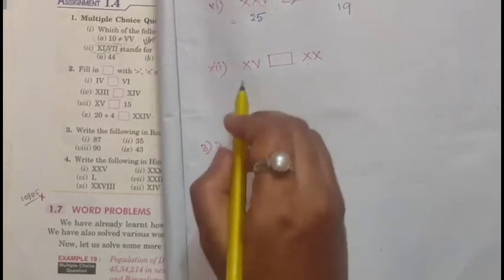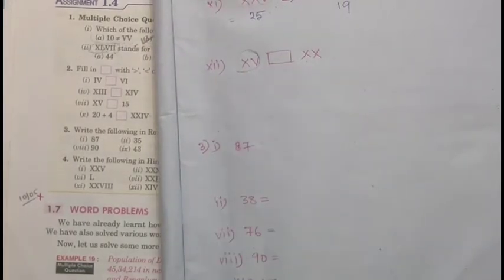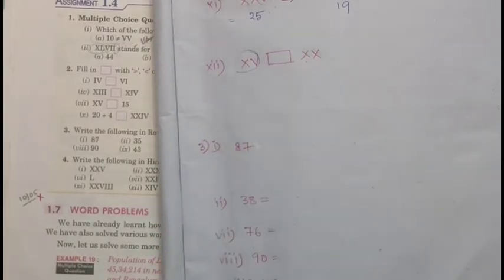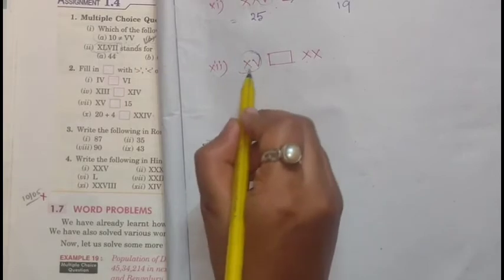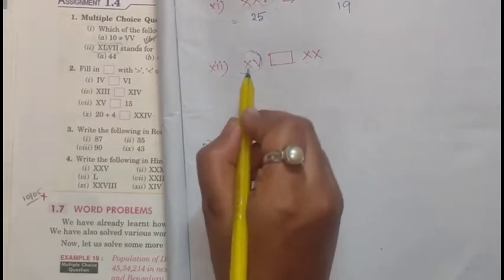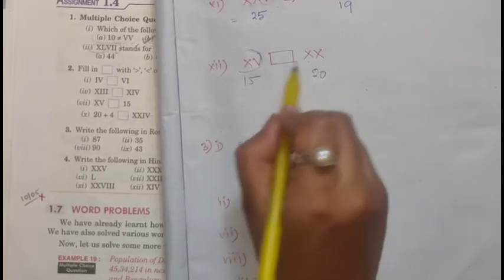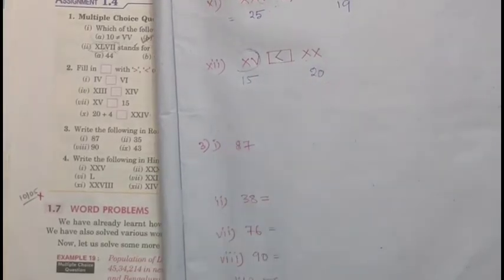Next one VX, what will be the value of this Roman numeral? Here V is written at the left of X. As you know that V represents 5, X represents 10, so V is less than X. So the smaller value is written here at the right side. So we need to add the value of this Roman numeral. So 10 plus 5 is 15. This is 20. So what will be greater? This will be greater obviously. So we need to put here less than sign.